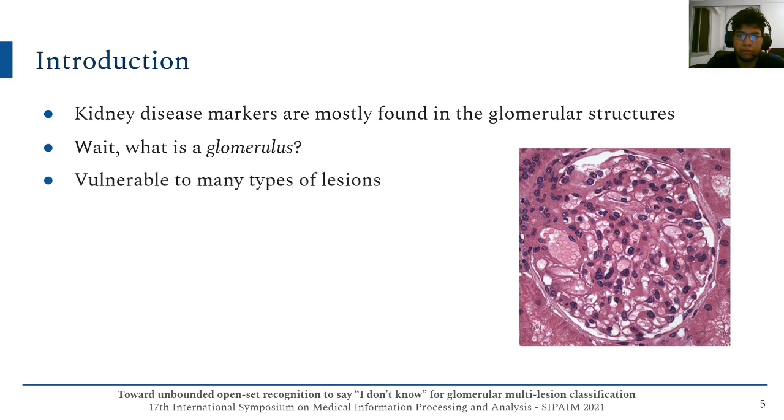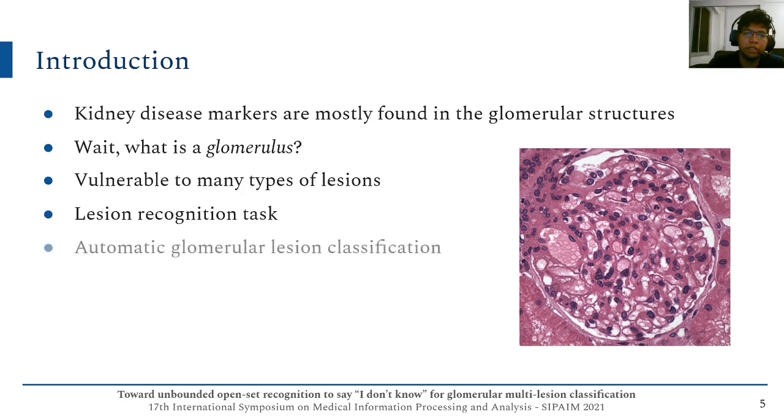As a primary filtering structure, the glomerulus is vulnerable to many types of lesions that should be properly identified by specialists. The lesion recognition task is time-consuming and requires experienced pathologists who quite frequently do not reach a broad consensus. This way, automatic recognition of glomerular lesions emerges as a promising alternative to aid pathologists in kidney disease diagnosis.